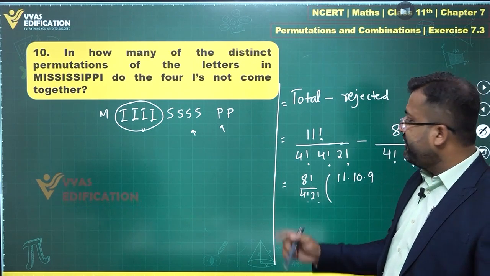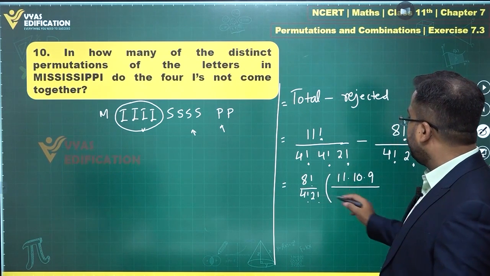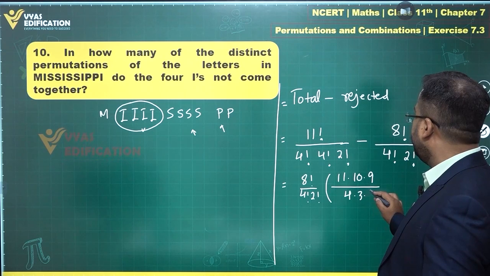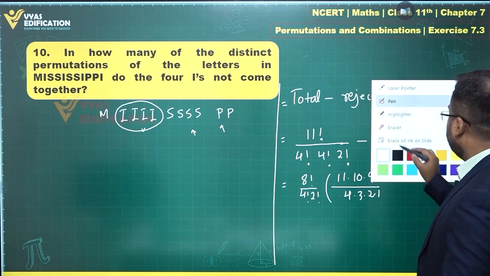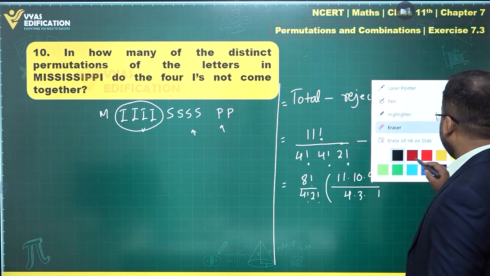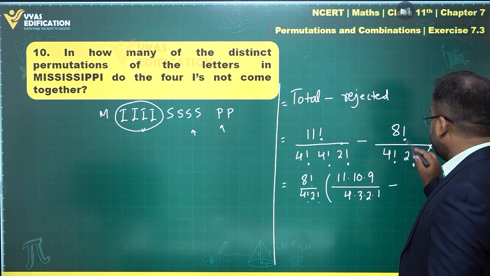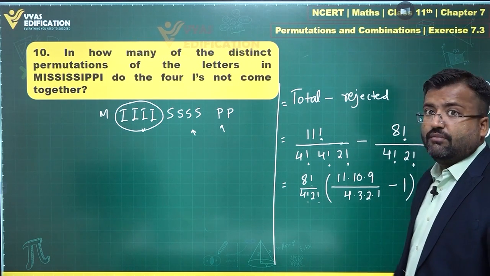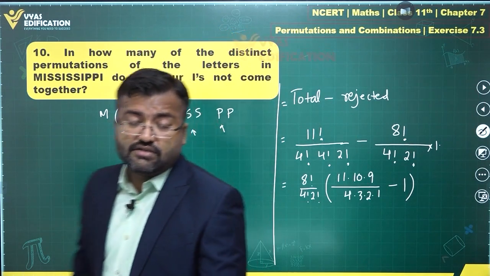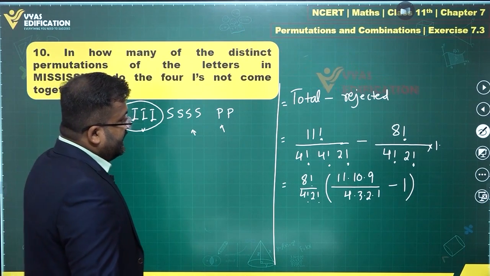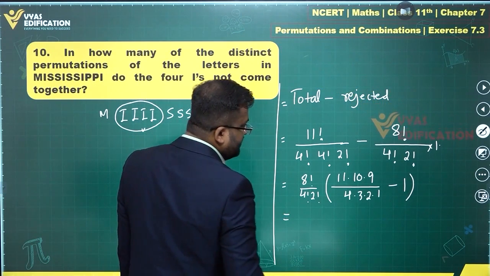Then you had 8 factorial is gone, 4 factorial, 2 factorial is gone, and this is 4 factorial, 4, 3, 2, 1 at the denominator. That's what we have. Minus, you have a 1 over here. Minus, you have a 1 over here. This is what you get. And using this, let's try to solve this one.